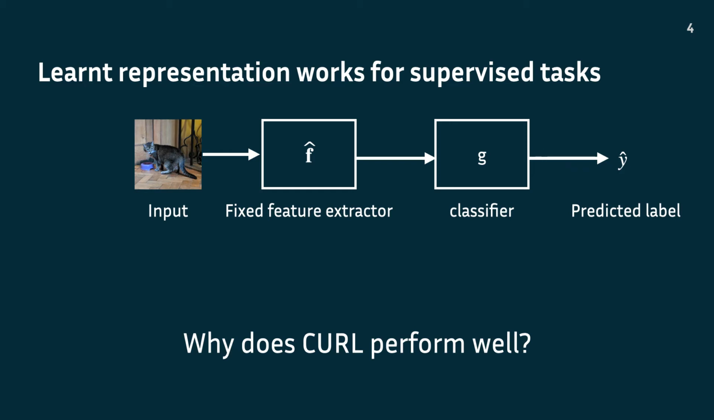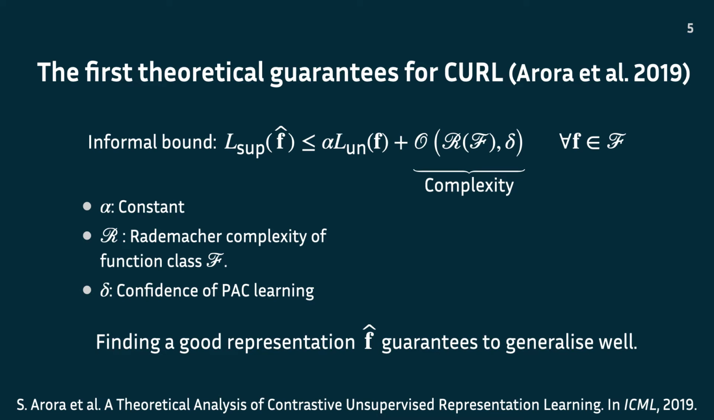But there are some questions about CURL. Why does CURL give a good feature extractor for supervised tasks? And can we get some theoretical guarantees such as a PAC bound? The previous work by Arora et al. showed the first PAC bound for CURL. They showed that the contrastive unsupervised loss plus a Rademacher complexity-based complexity term is an upper bound of a kind of supervised loss. So the main message of the bound is that finding a good representation f hat by minimizing the contrastive loss can guarantee to generalize well on the supervised task.